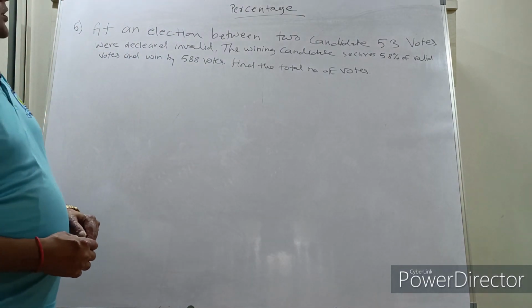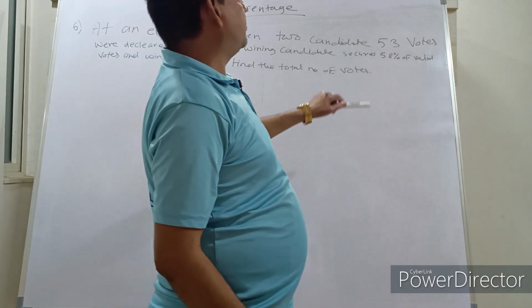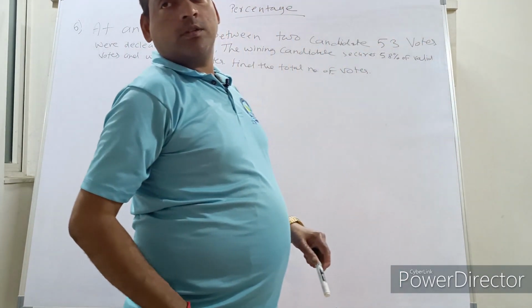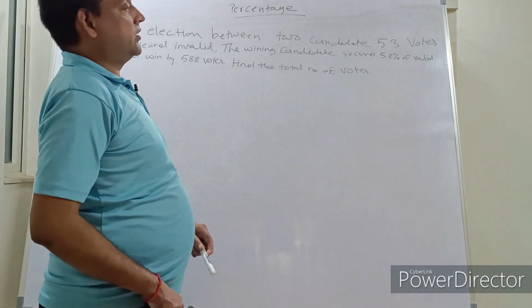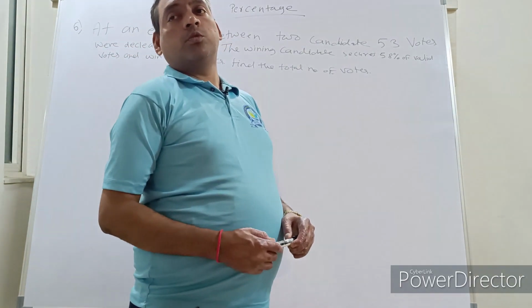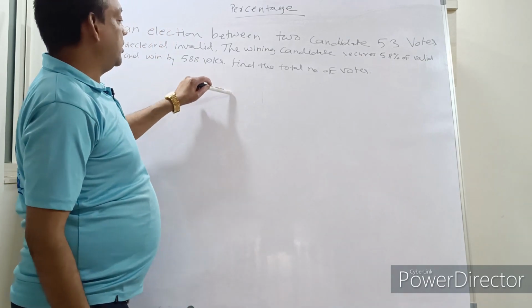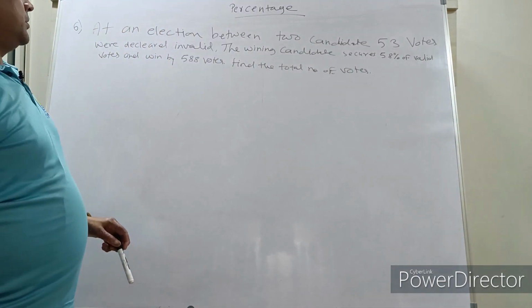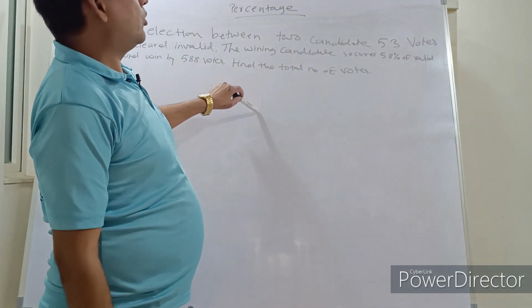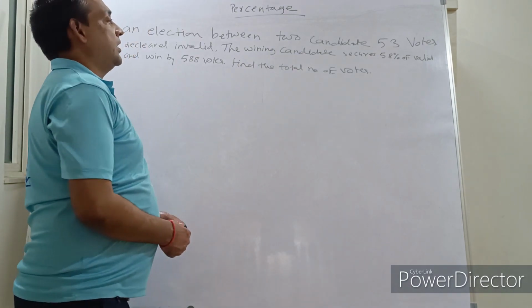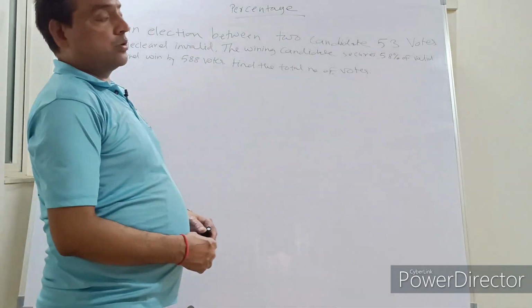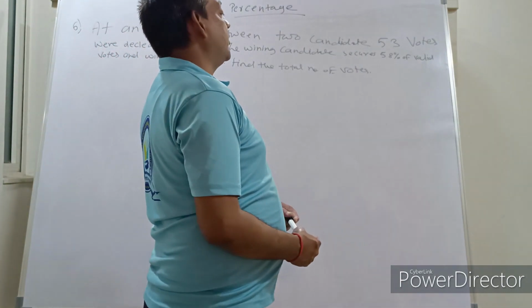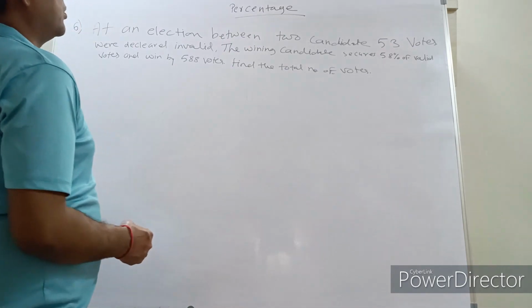Okay, so here, what is meant by an invalid vote? Sometimes in an election, you have to press only one button on the election machine, but if you press more than one button, or sometimes your Aadhaar card is not valid or something, that vote will be an invalid vote. Okay, so that will not count for the winning candidate, nor for the losing one.